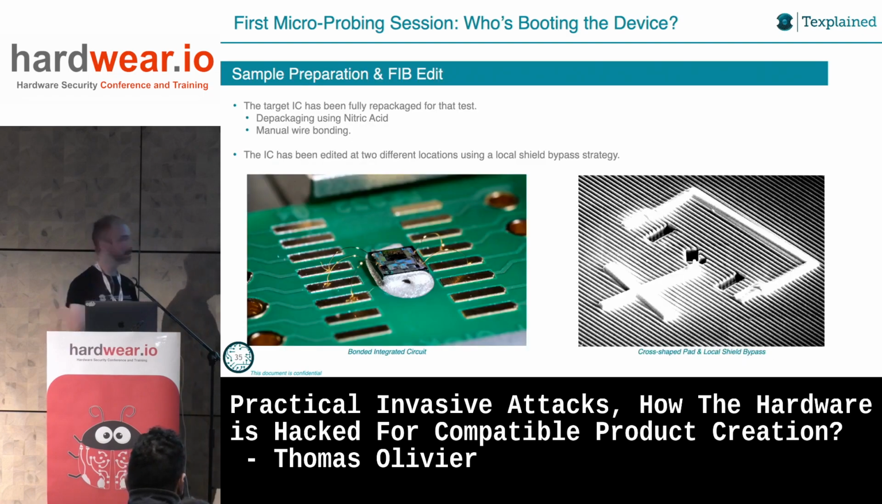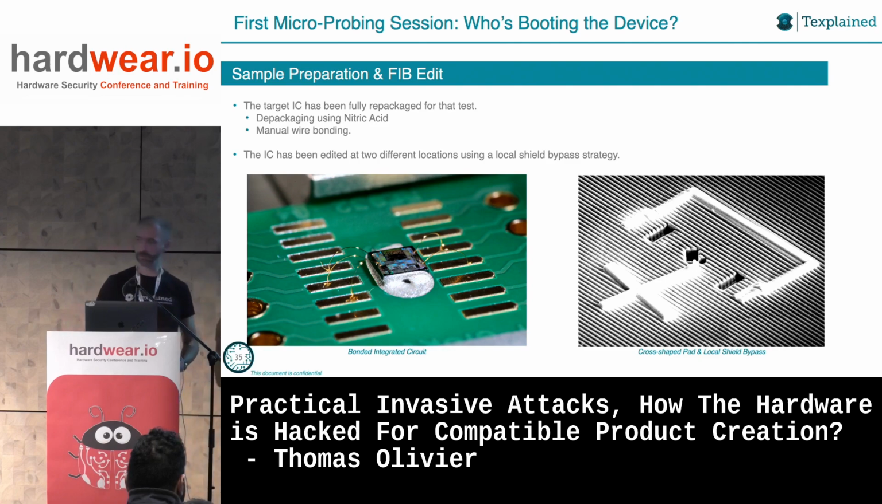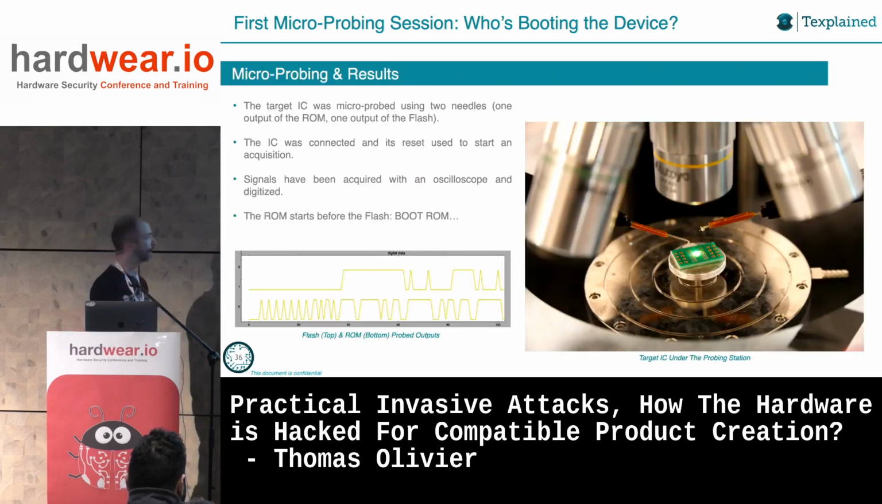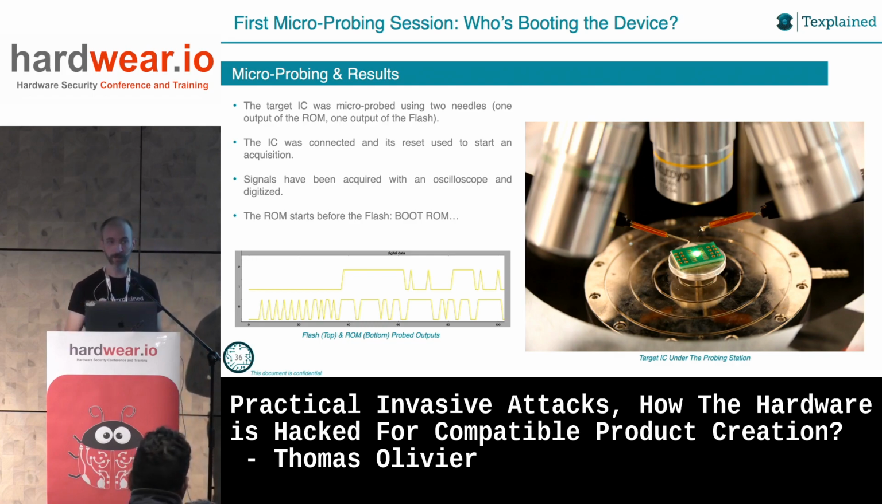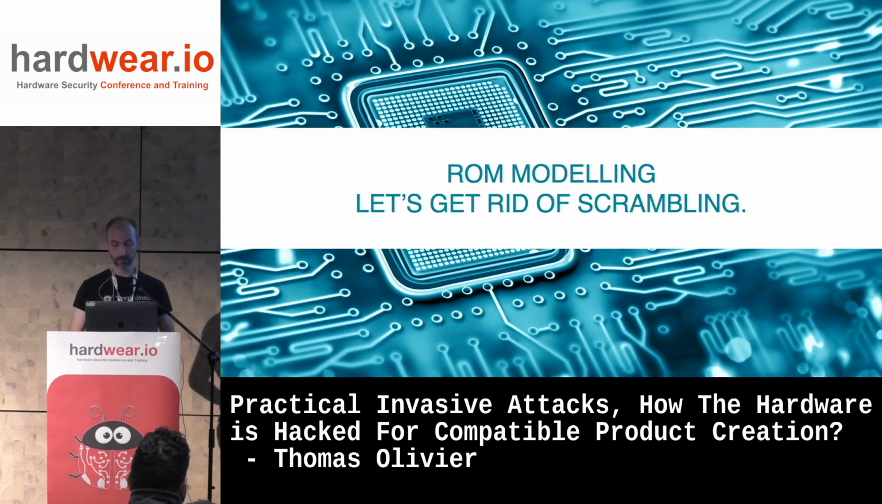Before we did this, we had to rewire the chip, and then we did this bypass of the shield, put a pad here on the ROM output, another pad like this on the flash output, and from this we could microprobe, putting needles on those pads, and we see that the ROM is starting first. So boot ROM. Okay, so that was the information we were looking for. So reading the ROM is now something we want to do. Still no netlist.